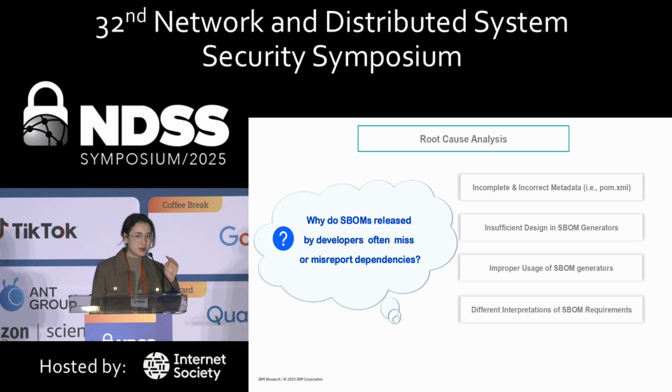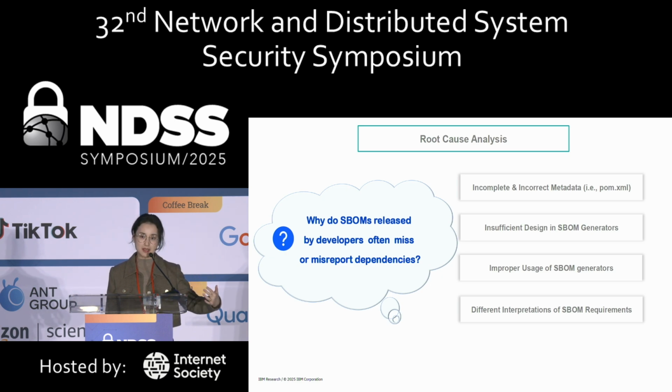You may be wondering why so many dependencies are incorrect or missing in the SBOM. One of the biggest root causes is that most of the SBOM generators rely solely on metadata, like the POM file, to generate the SBOM. They never actually analyze the code. However, the metadata is maintained by humans and is error prone. So any incomplete or incorrect metadata will lead to missing or incorrect SBOMs.